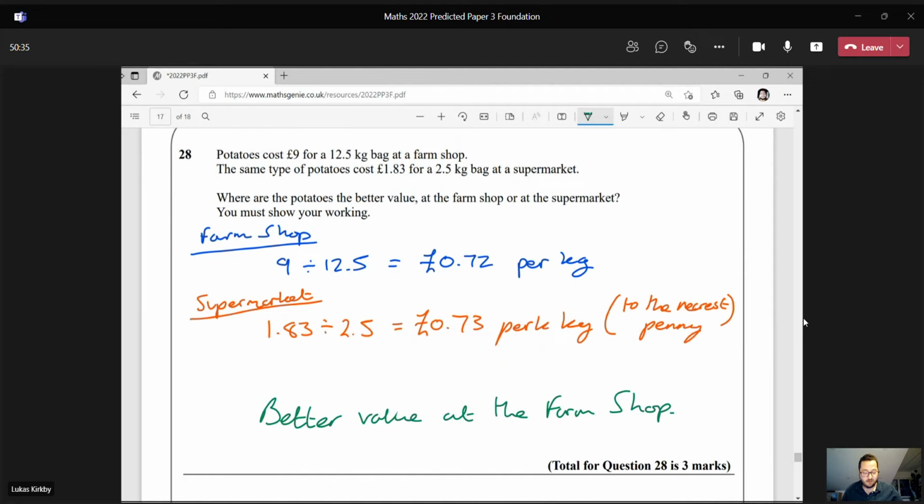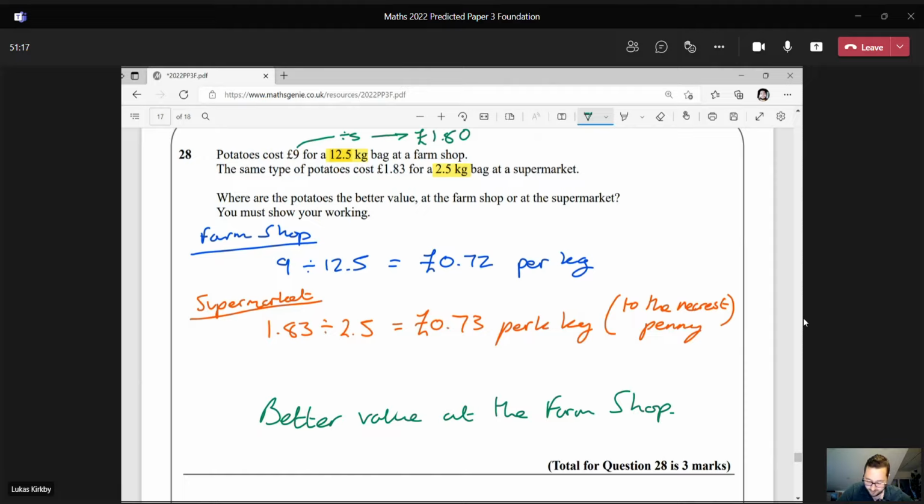Now another way of doing this is you might notice that 12.5 is a multiple of 2.5. It's going to be 5 lots. So what you could actually do is just divide this by 5. So 9 divided by 5 gives you £1.80, and that's how much it costs for 2.5 kilograms. And again, you can see that it's cheaper in the farm shop by 3p. So it's another way of doing it, but it's normally easier to just not think about it, get them both down to 1, and then they're easy to compare.